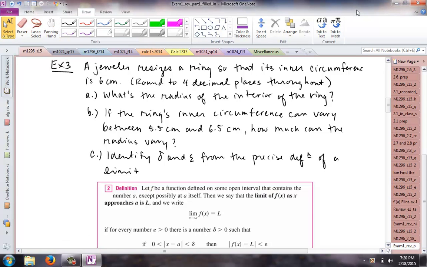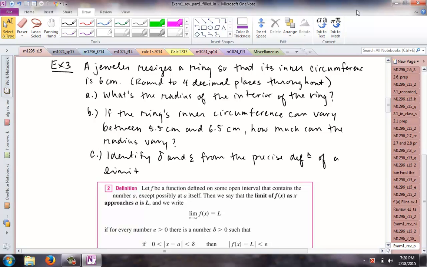So a jeweler resizes a ring so that its inner circumference is 6 centimeters. Then we're asked a bunch of questions, and I put from the get-go to round to 4 decimal places throughout, just so we're all doing the same thing. Part A, what's the radius of the interior of the ring?